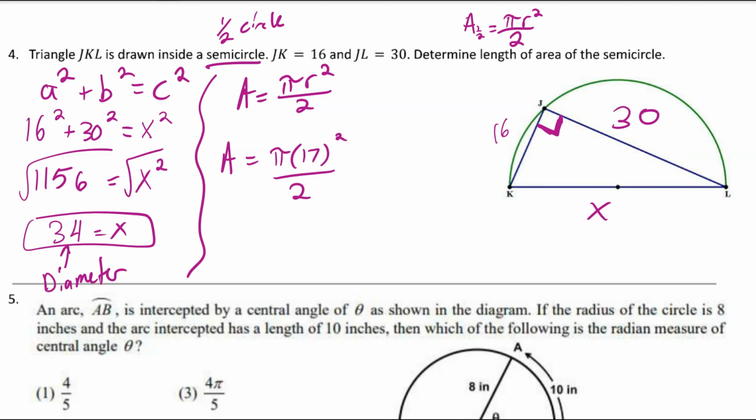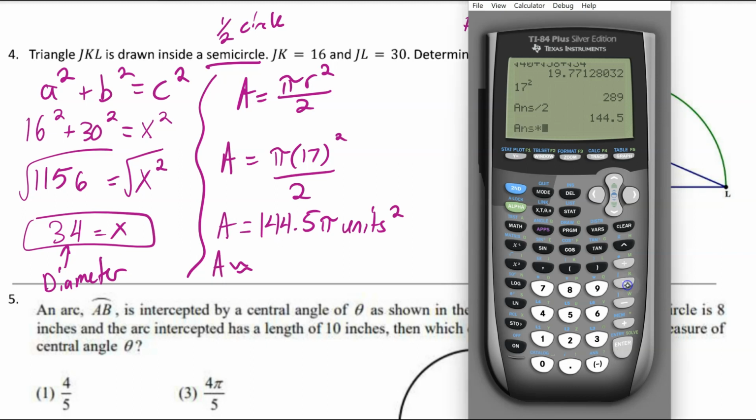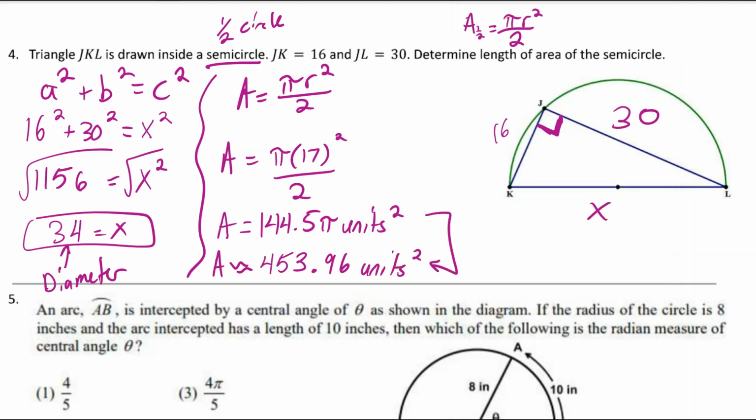Now, it doesn't specify what to round to, so if I were to leave this in terms of pi, I can do 17 squared, then divide that by 2 to find that 144.5 pi units squared would be one acceptable answer. Or if I round it, let's say to the nearest hundredth by multiplying by pi, it would be about 453.96 units squared. Now on a test I'd ask you to specify what to round to, but for now either of these are okay.